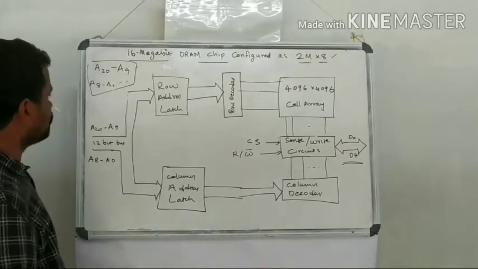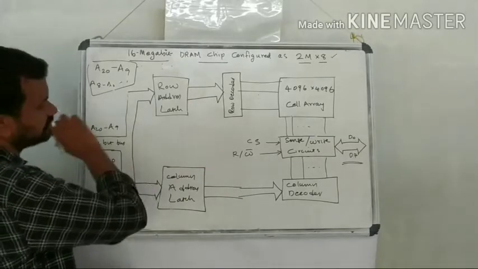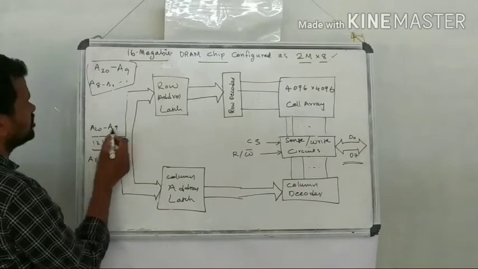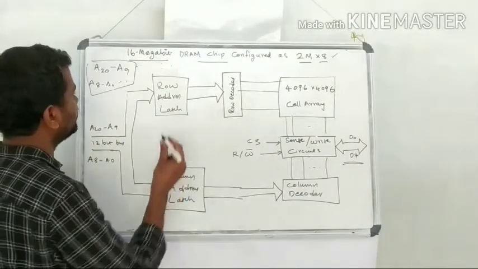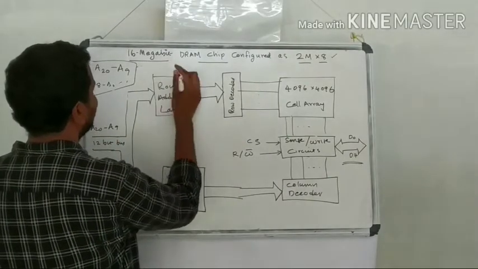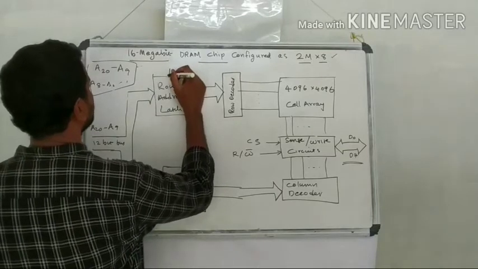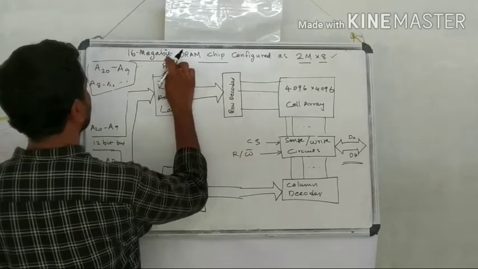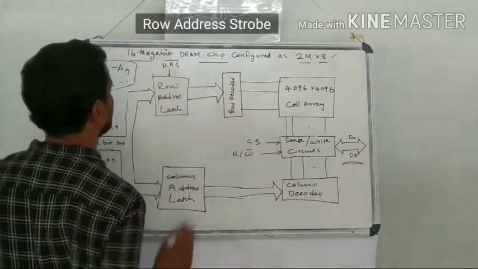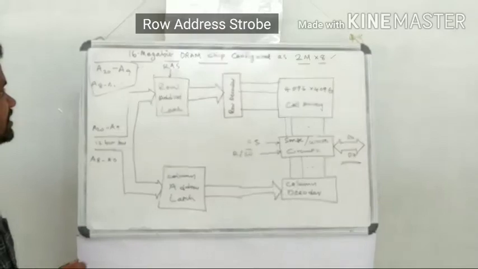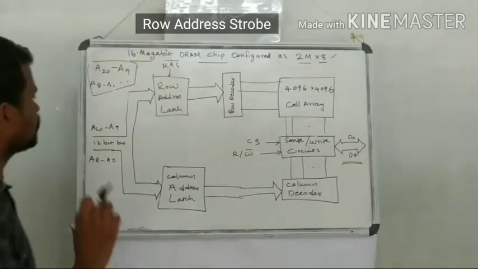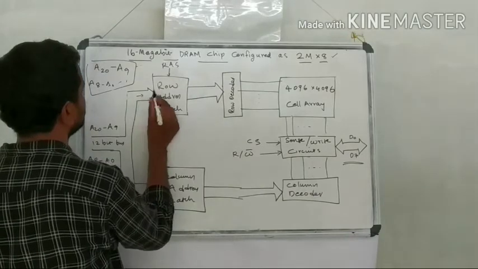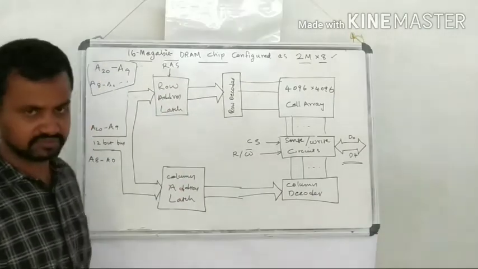So first we assume that we are transferring the row address first, that is A20 through A9. Then that will be latched into this one by using a control signal RAS bar. This is actually row address stop. This is a control signal that will latch this information on this bus into this latch.